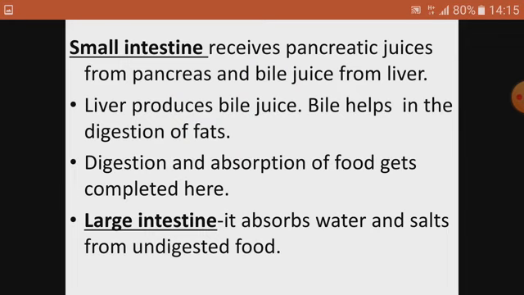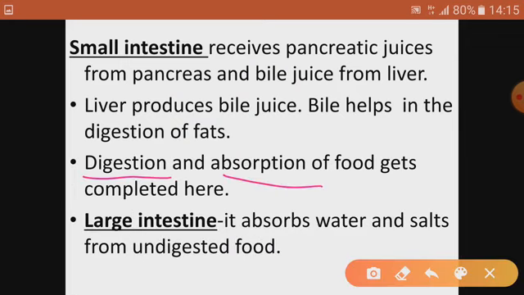Now generally it is said that digestion of the food and absorption of the food gets completed in the small intestine. Why? Because the partially digested food which has come from the stomach goes to the small intestine. Here, with the help of bile juice and pancreatic juices, the digestion of the food gets completed, and the food is absorbed by the blood in its simple form. It means when we say digestion is completed, the complex food is now in its simple form.